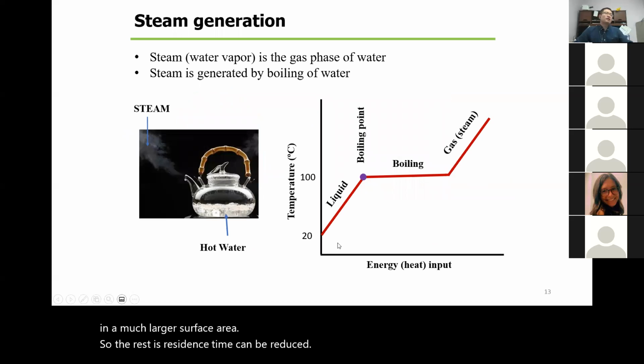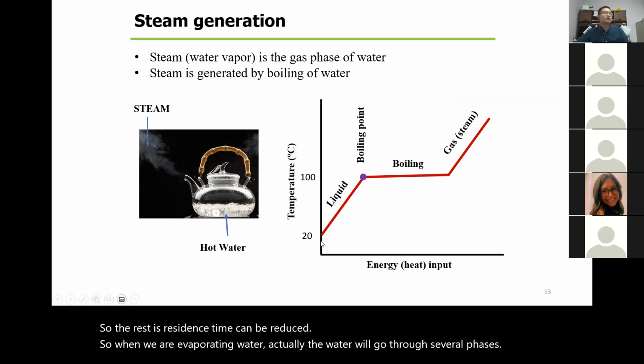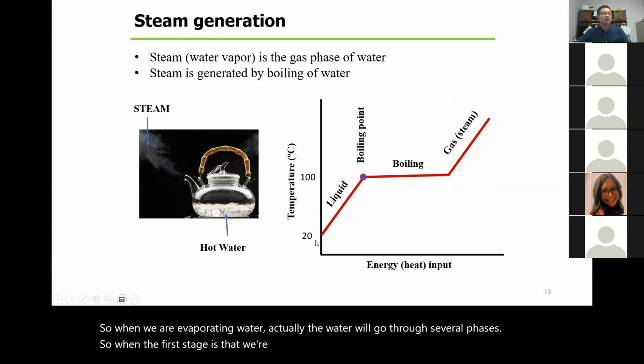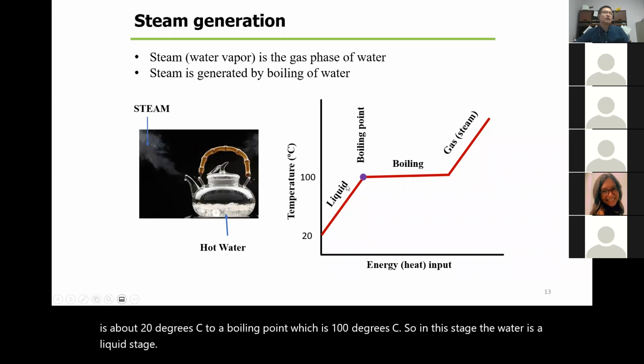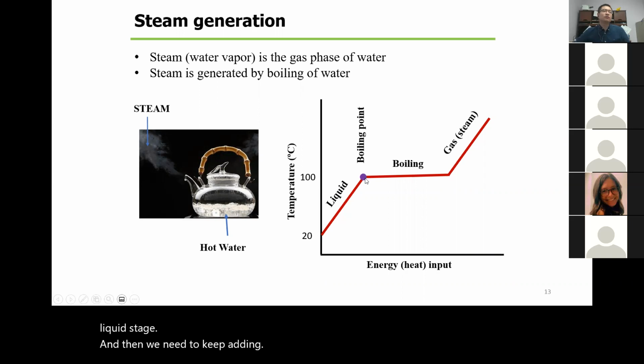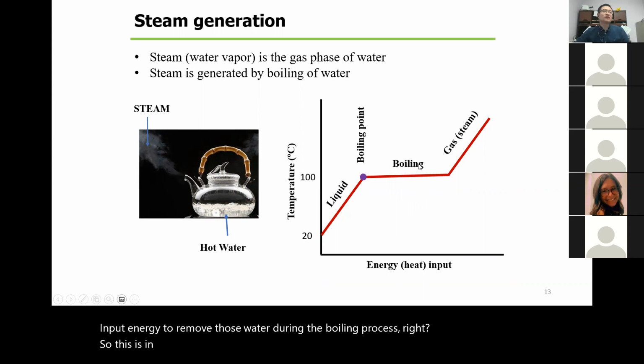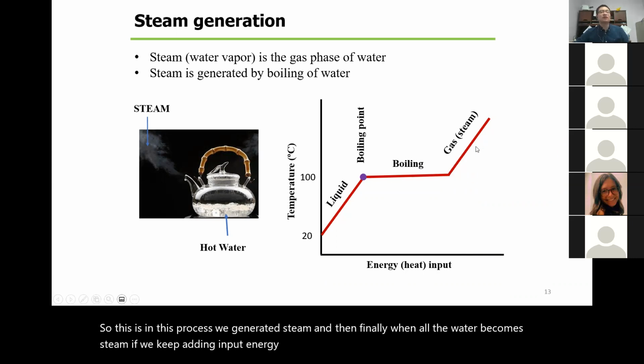So when we are evaporating water, the water will go through several phases. The first stage is that we are trying to heat up water from room temperature, which is about 20 degrees C, to the boiling point, which is 100 degrees C. In this stage, the water is in a liquid state. And then we need to keep adding input energy to remove the water during the boiling process, right? In this process, we generate steam. And then finally, when all the water becomes steam, if we keep adding input energy, the temperature of the steam will keep increasing. So this is how steam is generated.